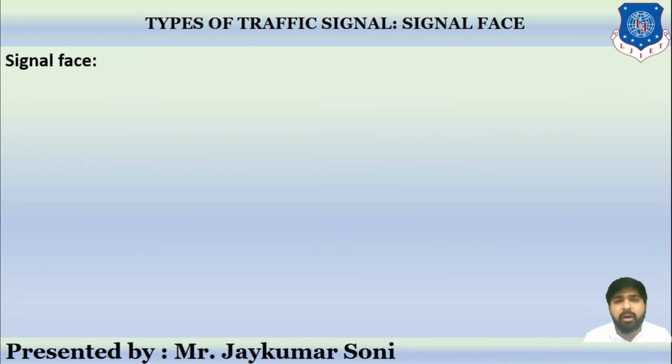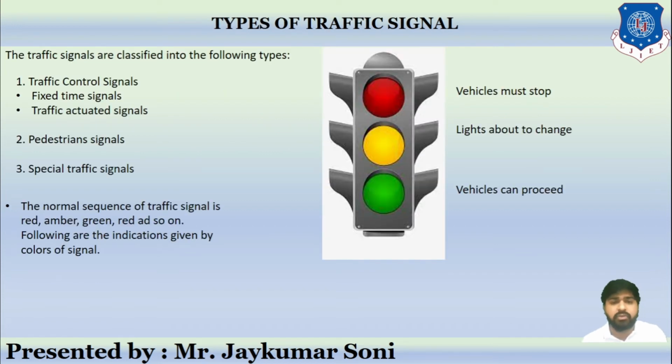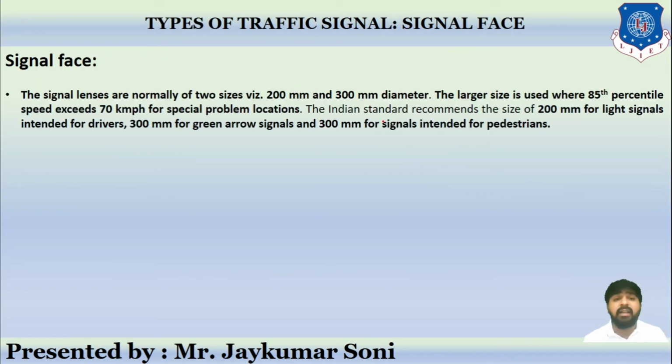Let us discuss the various types of signal and signal phase. See, what is the meaning of signal phase? Signal phase means this. Let me show you with the help of this particular figure. See, you can see this beam is called the signal phase. So, the signal lenses are normally of two sizes. They can be of 200 mm and 300 mm diameter.